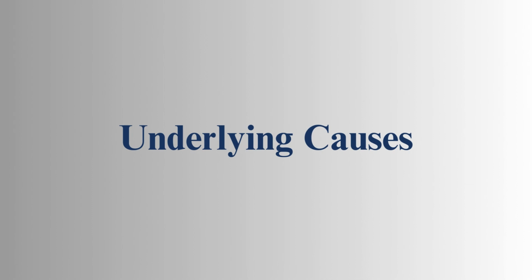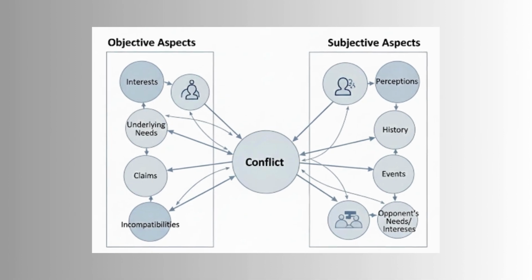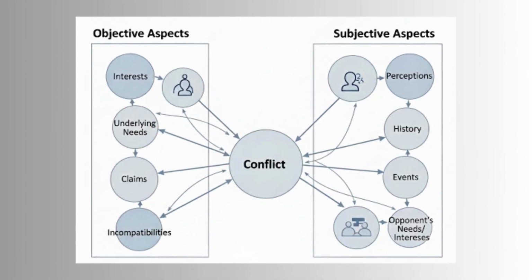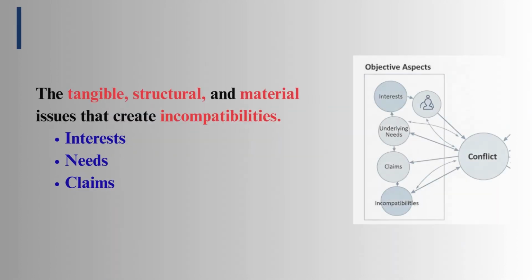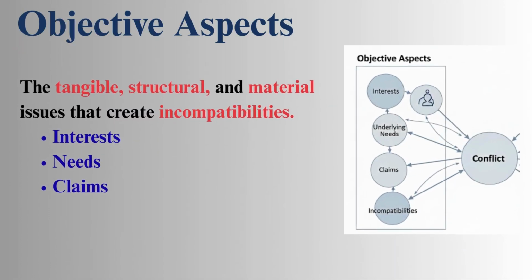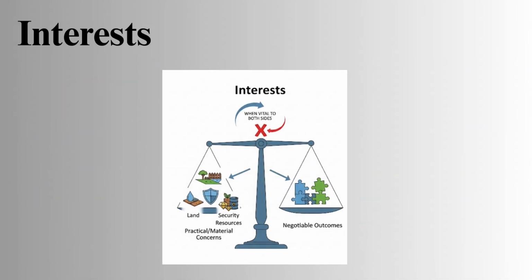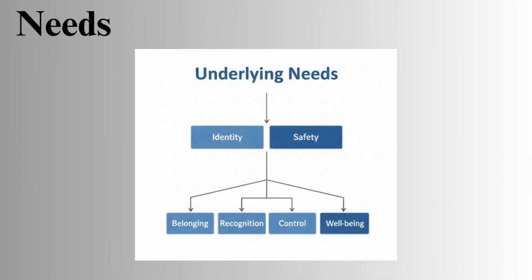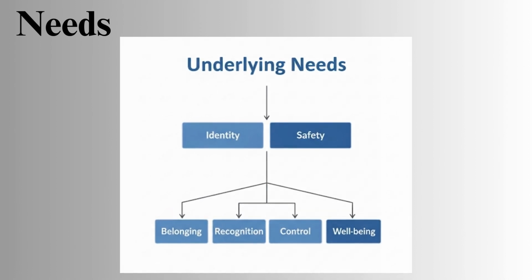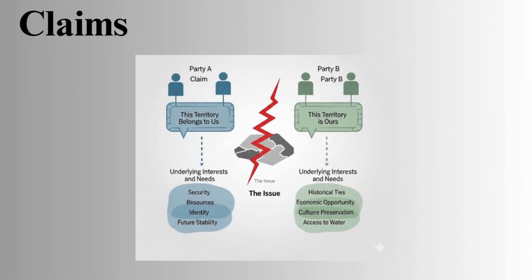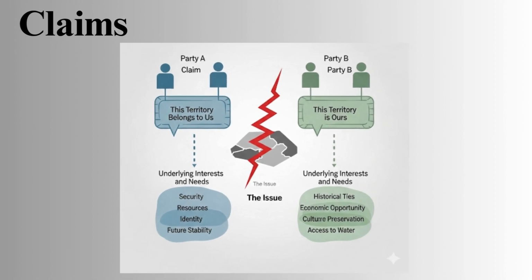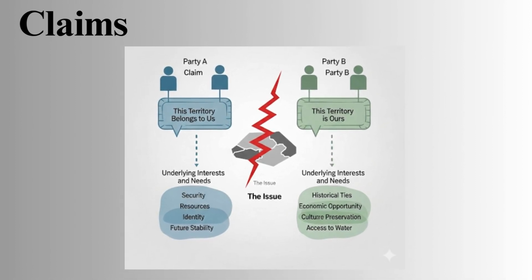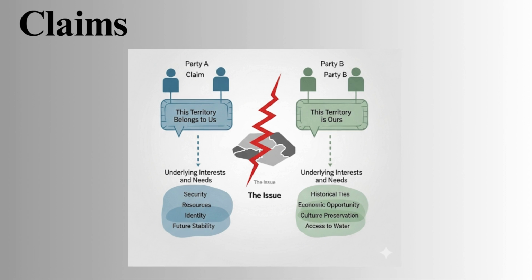Here comes the focus of the video, that is understanding the underlying causes of a conflict. The underlying causes of any conflict are understood in its objective aspects and subjective aspects. The objective aspects focus on the tangible roots of the conflict, for example, competing interests like land, resources, and security, underlying needs such as identity, safety, and recognition, and the claims or positions parties make to defend them. These structural incompatibilities often fuel disputes, making resolution difficult unless both practical interests and core needs are addressed.